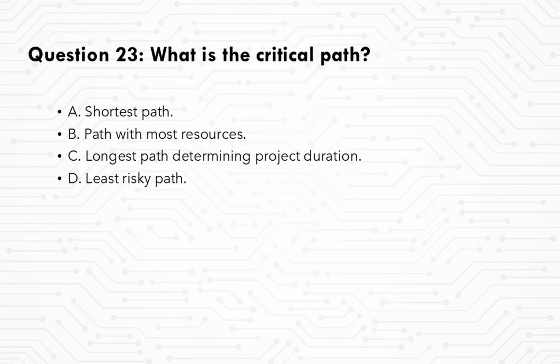Question 23. What is the critical path? A. Shortest path. B. Path with most resources. C. Longest path determining project duration. D. Least risky path. Answer: C. It determines the shortest possible project duration.